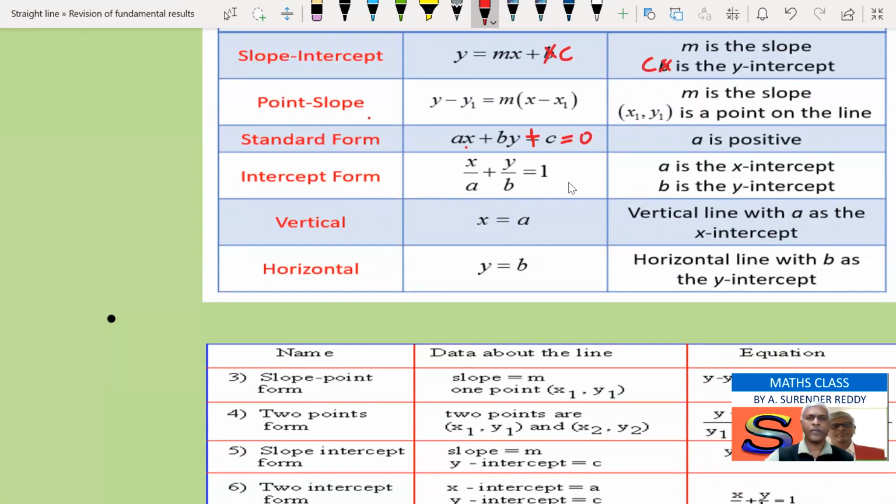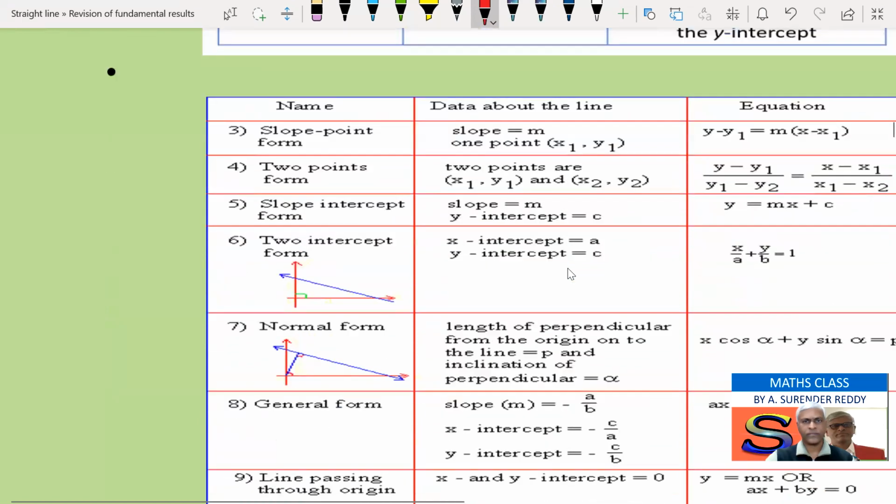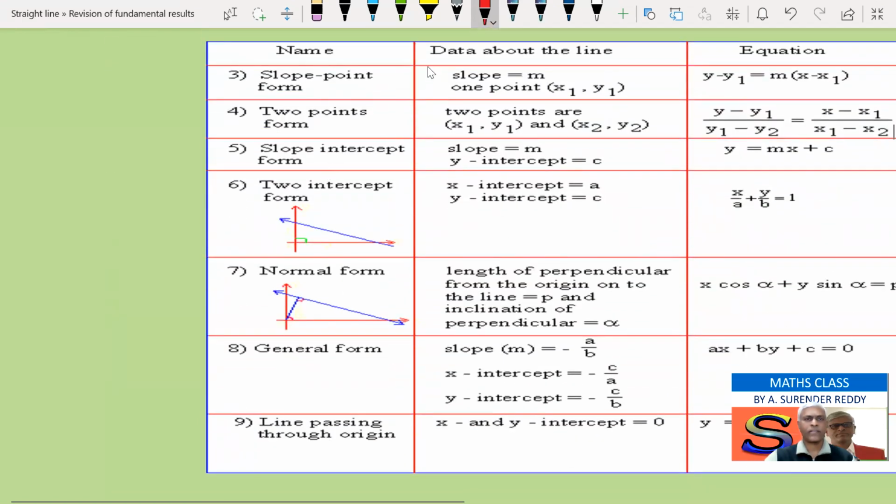x by a plus y by b is equal to 1, where a and b are the x and y intercepts respectively. The vertical line is x is equal to a or x is equal to k. The horizontal line is y is equal to k or y is equal to b, some constant. Look at this also, the same. Slope point form: if the slope and a point on the line are given, then the equation of the straight line is y minus y1 is equal to m into x minus x1.